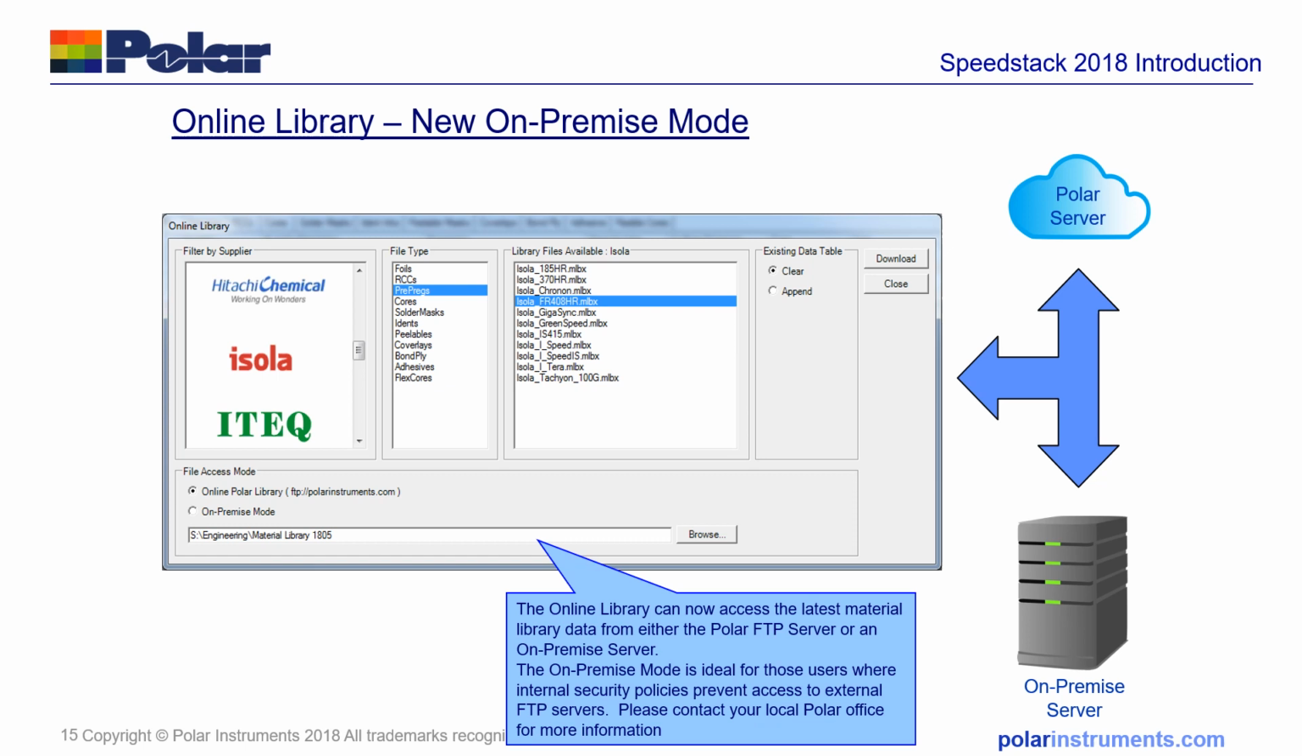The last key feature in version 1808 is the ability to have an on-premise version of the Polar Material Library. The online libraries proved to be very, very popular with Speedstack, but a number of our customers said that they have restricted internet access for security reasons, and they'd like to be able to have the same functionality, but from an on-premise server. So now this new mode, on-premise mode, is added. Selecting this and getting the libraries from Polar, placing them on a server drive on your own network, you can then navigate the material libraries in the same way as you would with an online library.